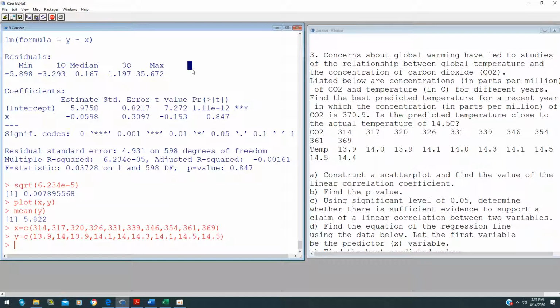This is chapter 10 for statistics. We are doing correlation and regression, 10.1 and 10.2.